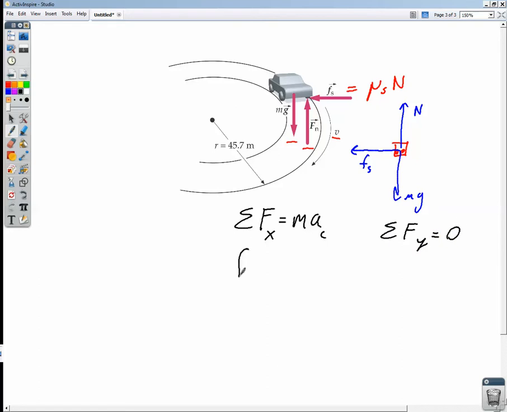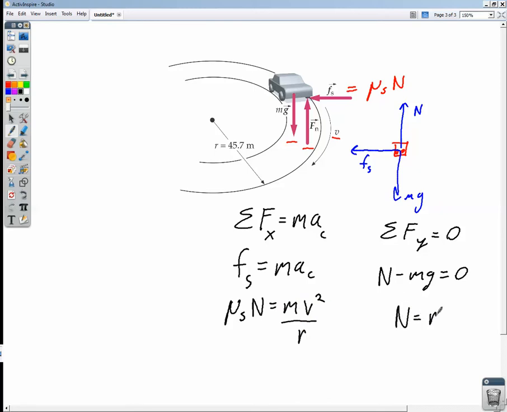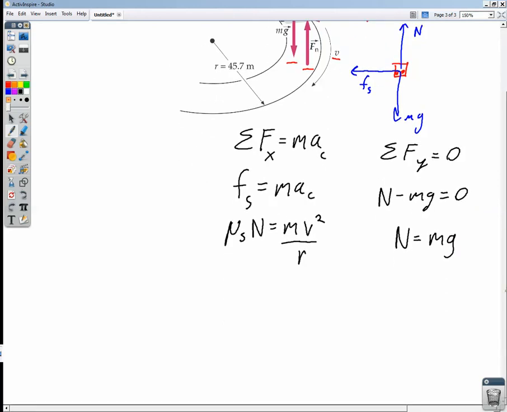So in the x direction, all we have is f_s is equal to m a sub c. Let's just go ahead and say that in towards the center of the circle is positive in the x direction. So f_s then would be positive. And in the y direction, we have the normal force minus the weight is equal to 0. So on the x side here, we can input coefficient times the normal force is equal to m, and let's go ahead and put v squared over r. And over here on the y side, the normal force is equal to the weight. So now we can plug in mg for our normal force, and we get our basic equation. The coefficient times mg is equal to m v squared over r.